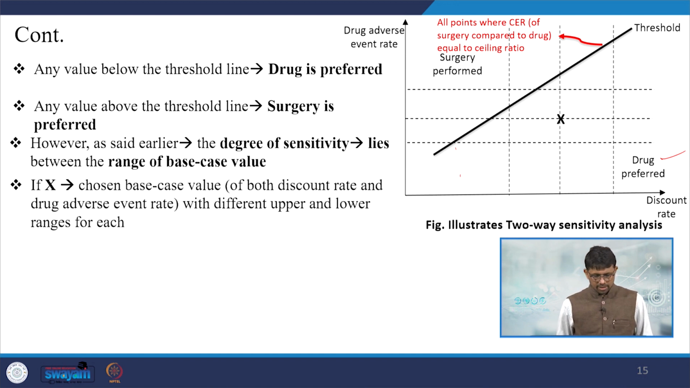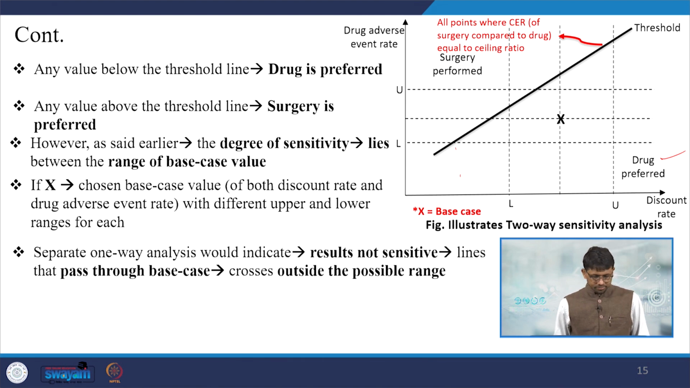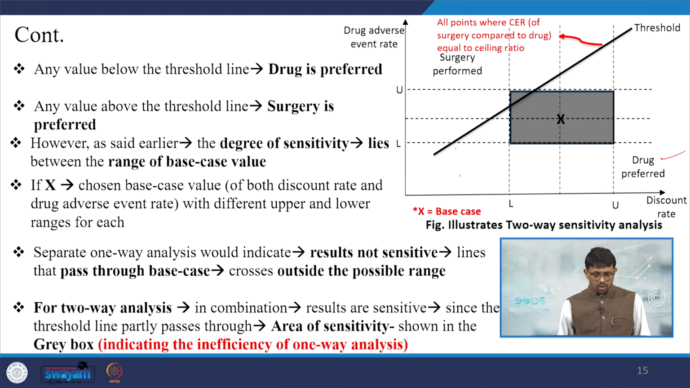However, we said earlier that the degree of sensitivity lies within the range of the base case values. If X is chosen as the base case value of both the discount rate and the drug adverse event rate, with different upper and lower ranges of each, then the separate one-way analysis would indicate results not sensitive. Lines that pass through the base case and cross outside all the possible range of that X, which I have just highlighted here.